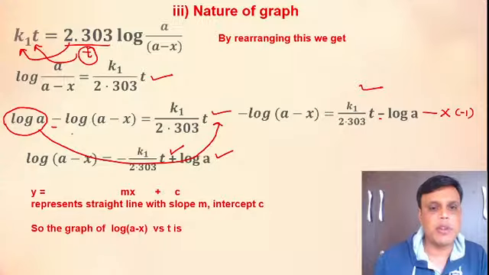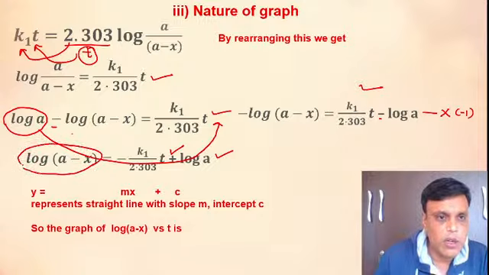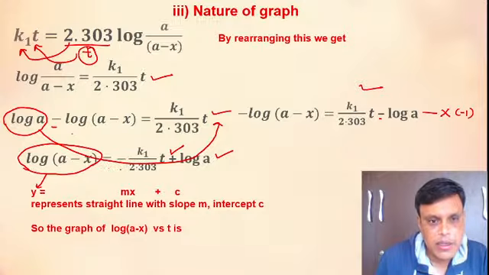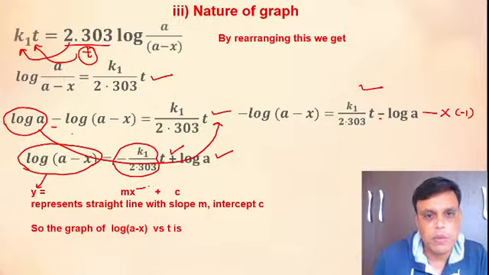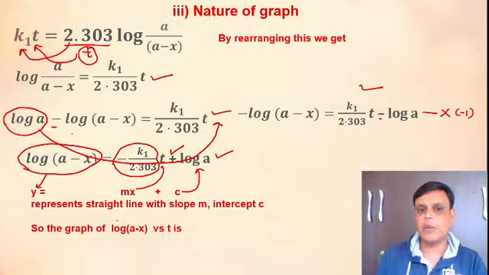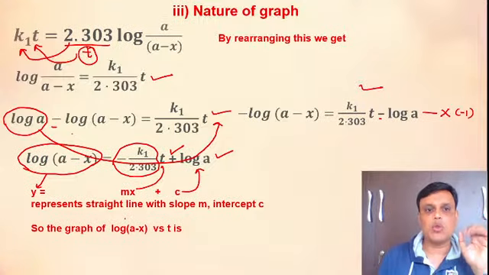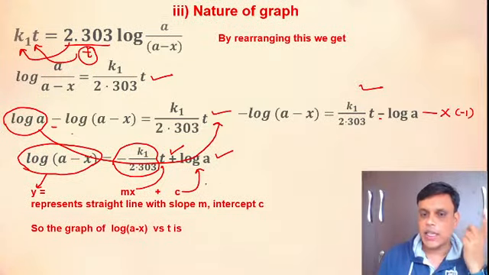ठीक है. So if you see this equation, it is in the form of y is equal to mx plus c. So this whole term is called y. M is nothing but minus k1 divided by 2.303. C is the constant term, so the c term is log a. This represents a straight line with slope m and intercept c. So log a is the intercept c.